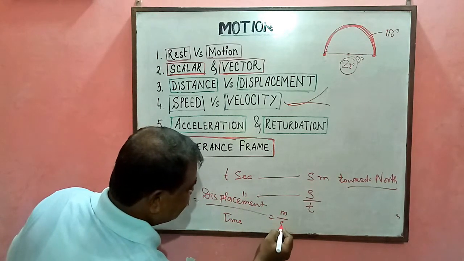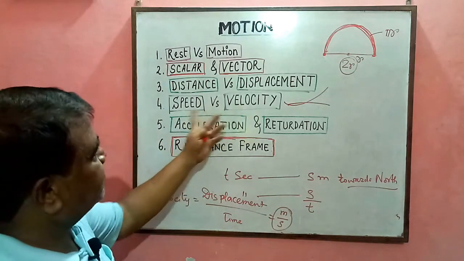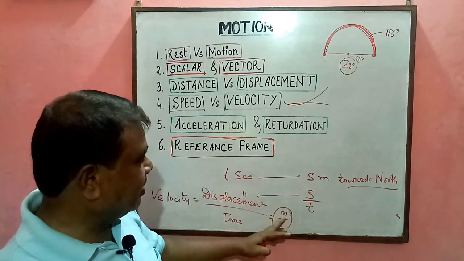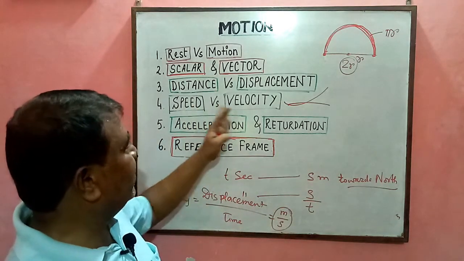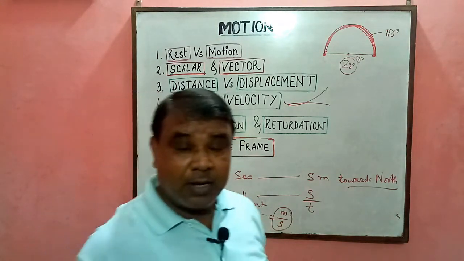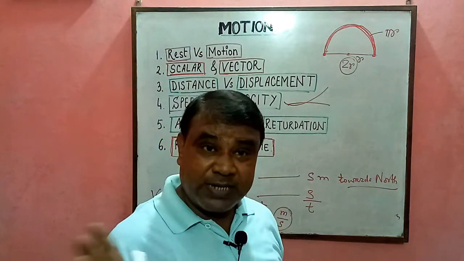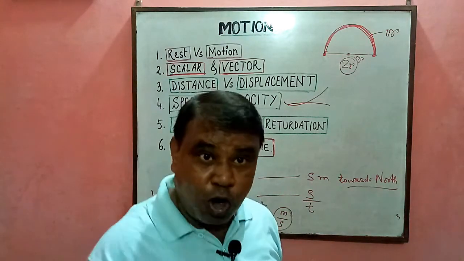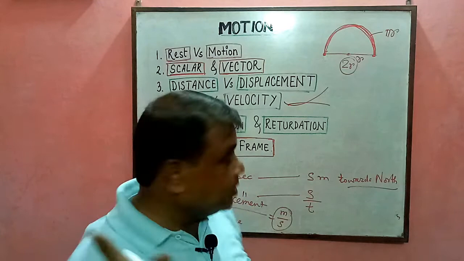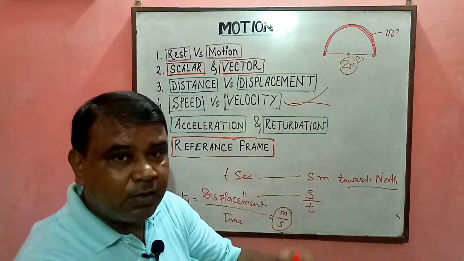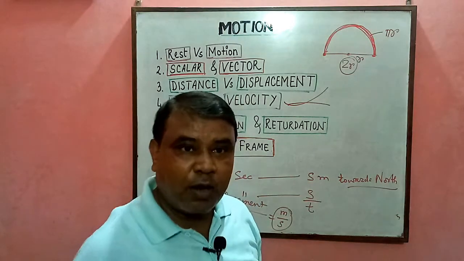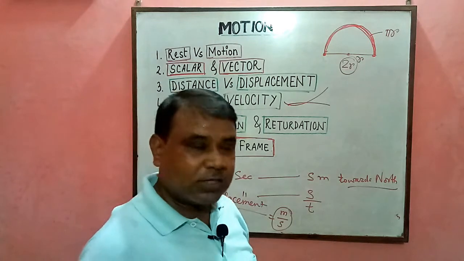This is meter, this is second. So in both cases, for the magnitude, the symbol is meter per second. So the SI unit of both speed and velocity is meter per second. But velocity is a vector quantity. It is distance traveled by an object in per unit time in a fixed direction, or displacement traveled by an object in per unit time. Displacement already includes direction. That is the reason we can say displacement traveled by an object in per unit time is called velocity.